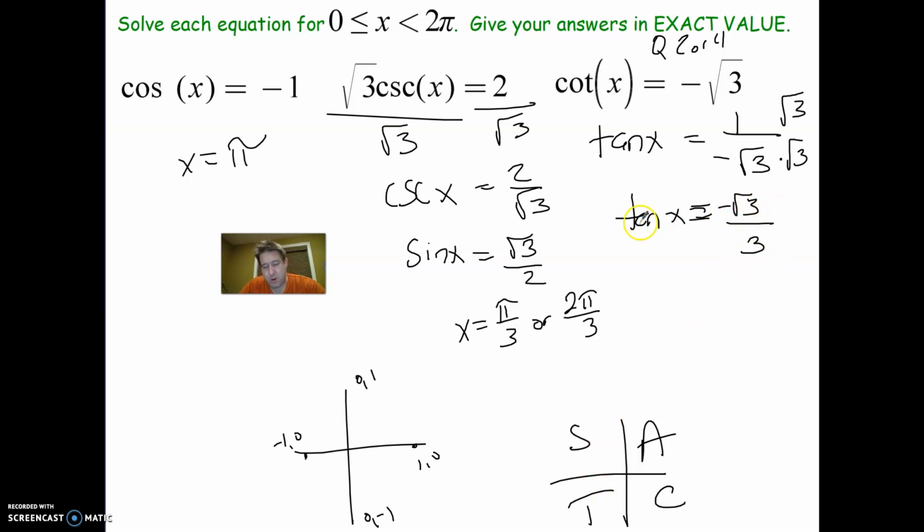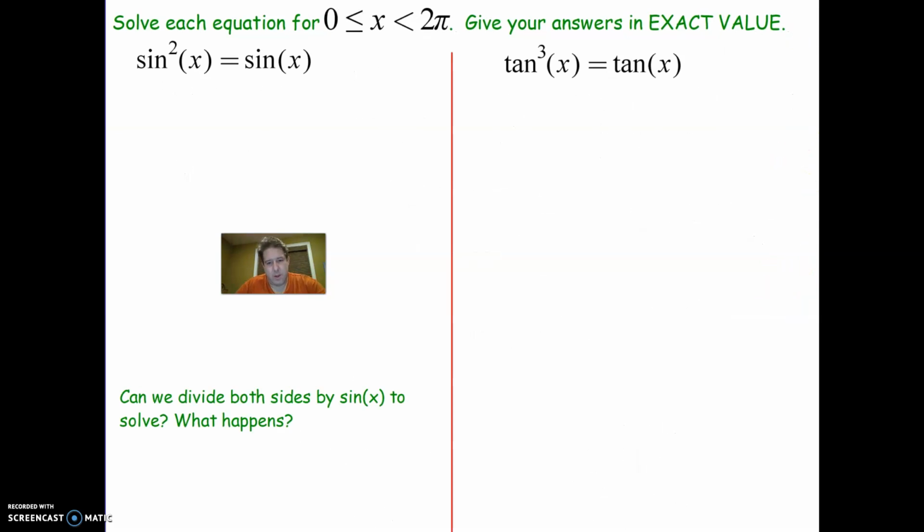So tangent of 30 degrees is square root of 3 over 3. That would be here, not quite pi, which would be 5 pi over 6. So x can be 5 pi over 6. Or it could be here, not quite 2 pi, which would be 11 pi over 6. And there you go, there are your two answers.